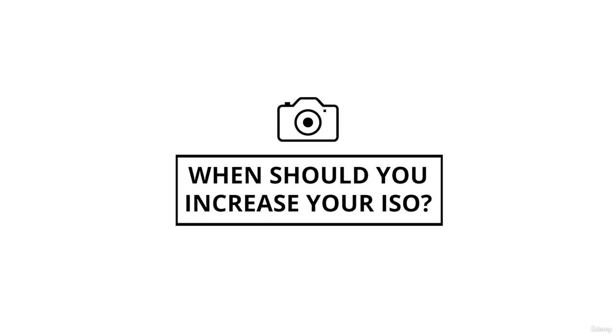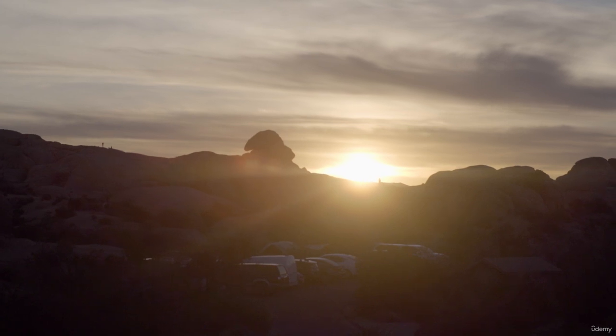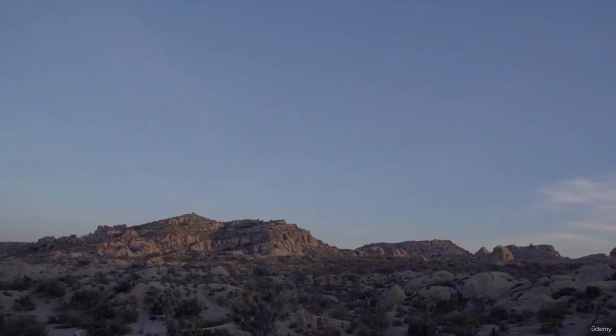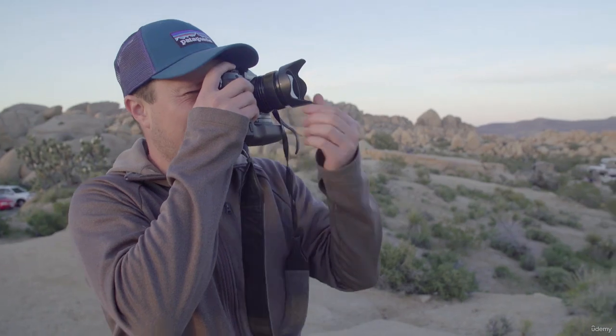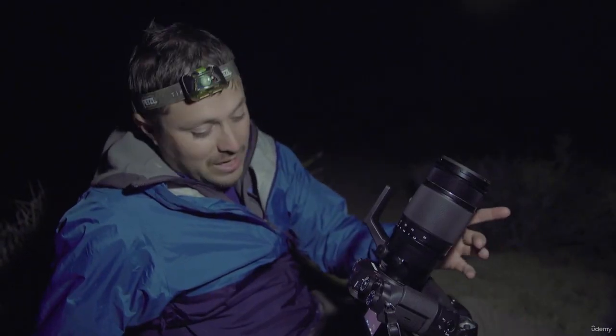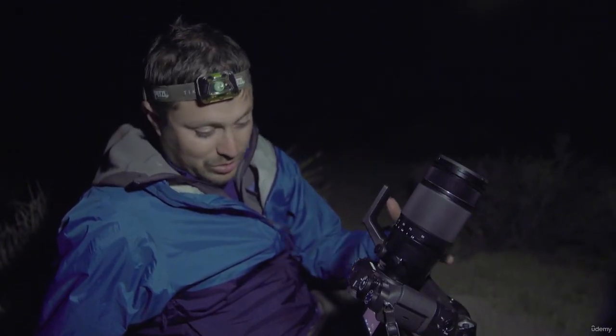So when should you increase your ISO? If you're shooting inside or at night, decreasing your shutter speed and opening up your aperture might be the first thing you want to do, but it might not be enough to get a properly exposed image. So in this situation, you may need to increase your ISO to just get a properly exposed image. But how do you balance all of these settings? How do you know when to change each one? That's coming up in the next lesson on the exposure triangle when we put it all together.